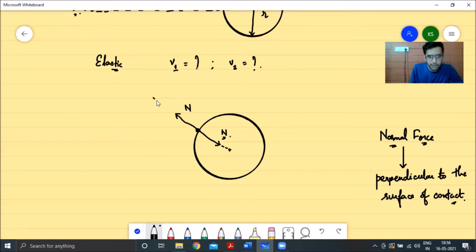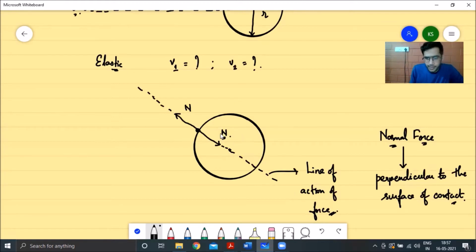So if I join these two forces now, this is an action-reaction pair. This exerts a force N on it, and the sphere exerts an equal and opposite force N on it as well. Your action-reaction pair will always act along a line because they lie in equal and opposite directions. You'll find that they'll always be acting along a straight line. In collisions, this straight line along which the forces act, we call the line of action of force.